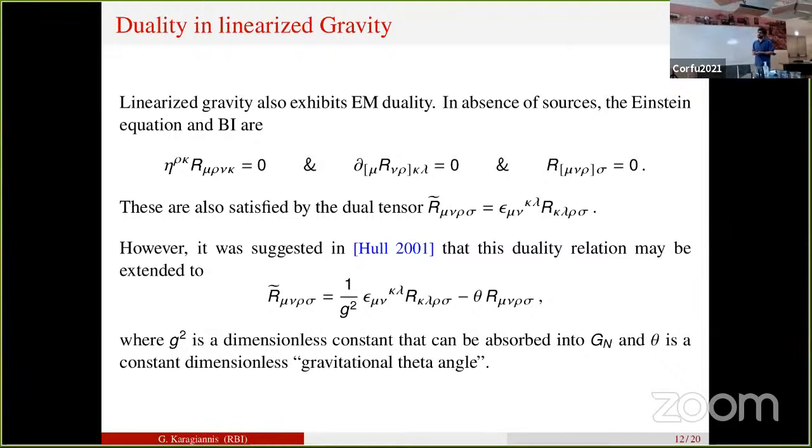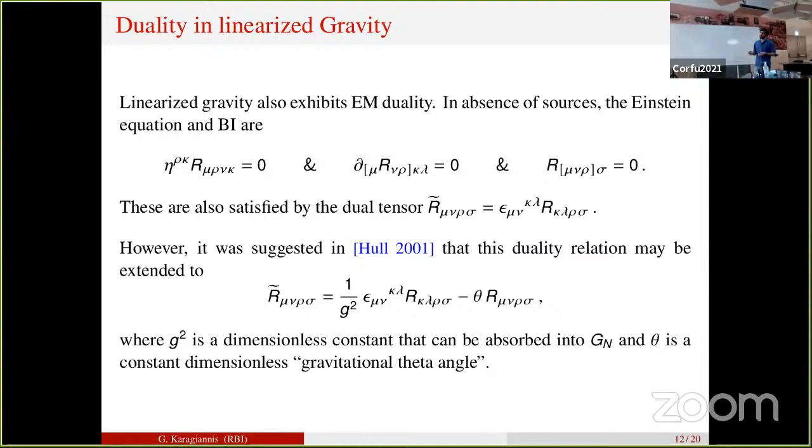But in fact, it was suggested 20 years ago by Chris Hull that this duality relation may be extended to this one, where G squared is a dimensionless constant. It should not be confused with the dimensional Newton's G. In fact, it can be absorbed into G Newton. And here, theta is a constant dimensionless gravitational theta angle, the gravitational analog of the electromagnetic theta angle.